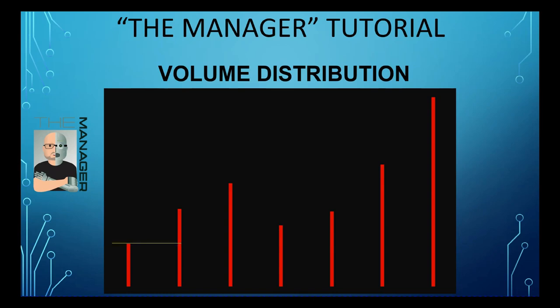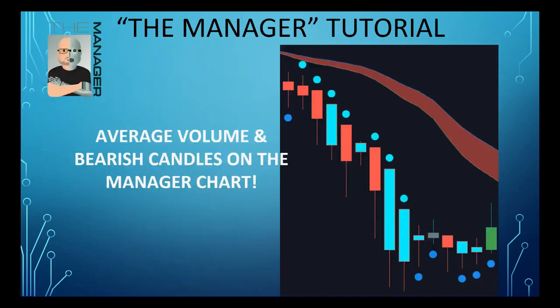So we can see here, this candle has much more volume. That's a distribution candle, and again the next candle is a distribution candle again. But then we get a lower candle. That's fine, and we'll talk about that color in a little minute, but then the momentum picks up again. Distribution. Now what that looks like on the chart: average volume and bearish candles on the manager chart.